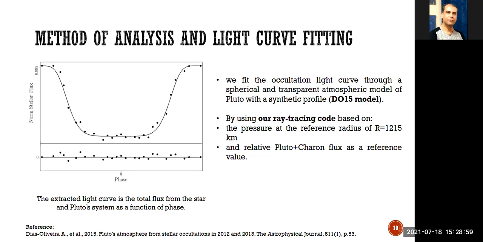Finally, we obtained the pressure of the atmosphere by using our ray tracing code, based on the pressure at the reference radius of 1,215 kilometers and the relative Pluto plus Charon flux as a reference value.